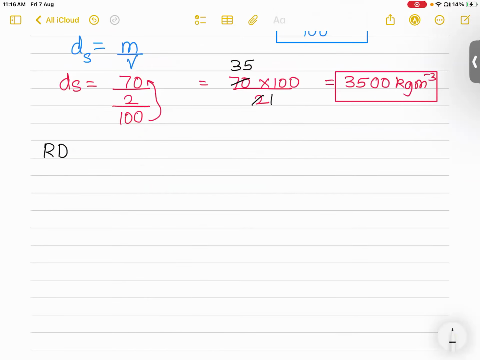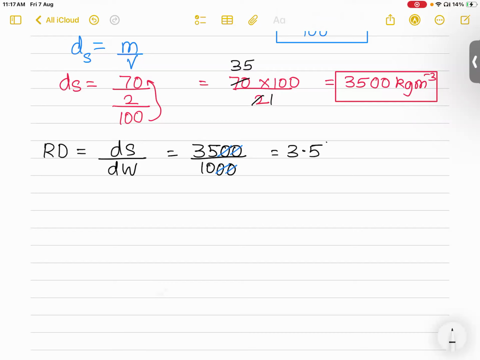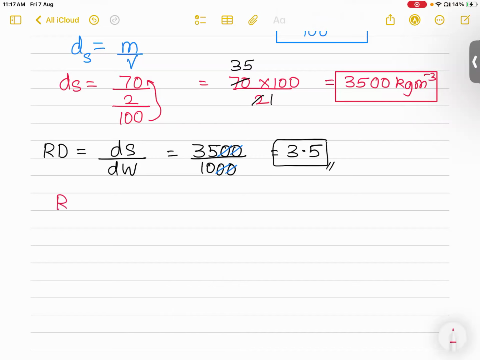We know that RD is equal to density of substance upon density of water. Density of substance is 3500. Water, I will take it as 1000. The reason why I'm taking 1000 is because I took this density in kg. So by default, I'll take the density of water also in kg. Two zeros getting cancelled. I solve this further. I get 3.5. Chalo, one part is done. Now we need to calculate weight of the object in water. I think guys you can help me out with the formula. RD is W1 upon W1 minus W2.